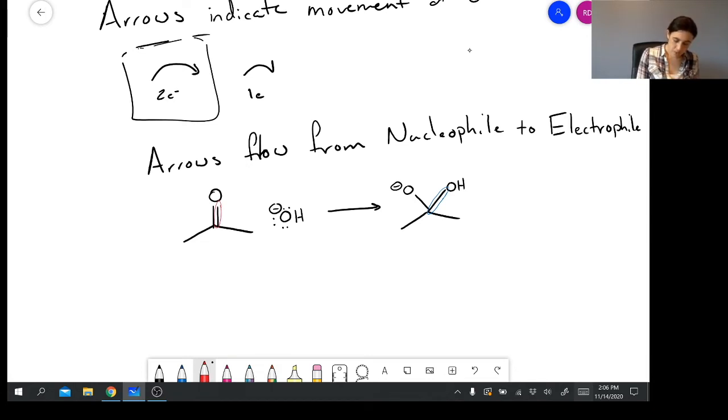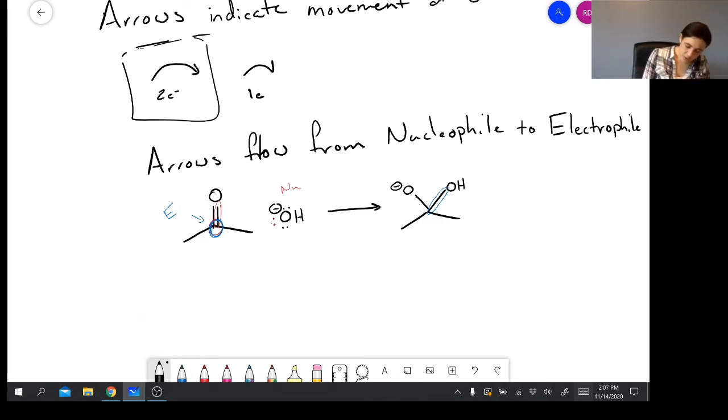So in order to do that, we have to identify what is our nucleophile and what is our electrophile. Well, our nucleophile has the negative charge. Our electrophile is this carbon here. We'll indicate it with an E. That's the most electron deficient center because it is polarized by the carbonyl oxygen.